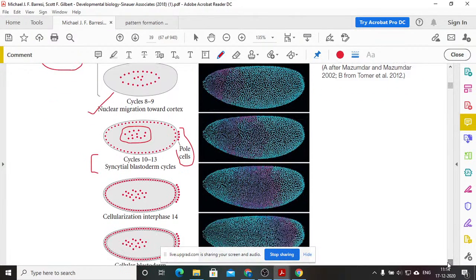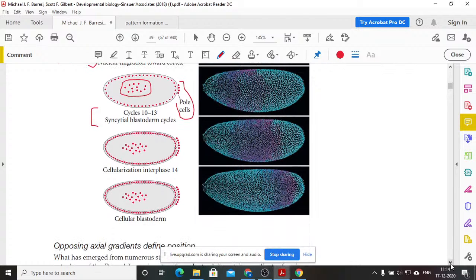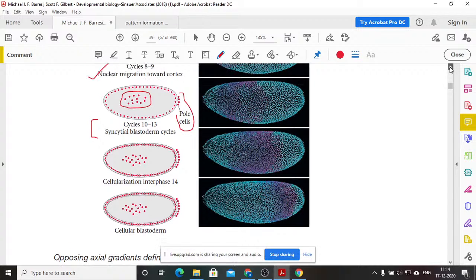Now in the next step, cellularization starts to take place. They organize the cells in the syncytium, and start to develop plasma membrane between the nuclei. Eventually in the cellular blastoderm, which is formed finally, you find individual cells, and the nuclei are differentiated from each other. This is the final stage of development of the Drosophila embryo.